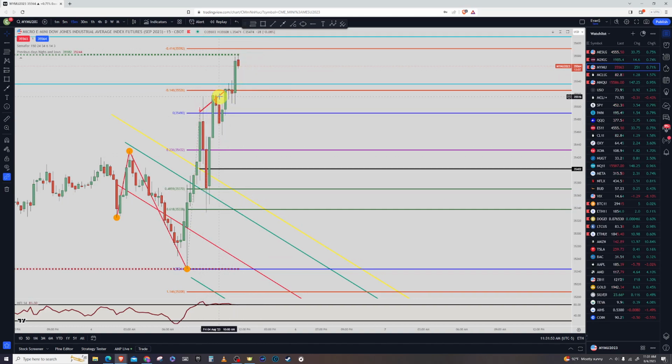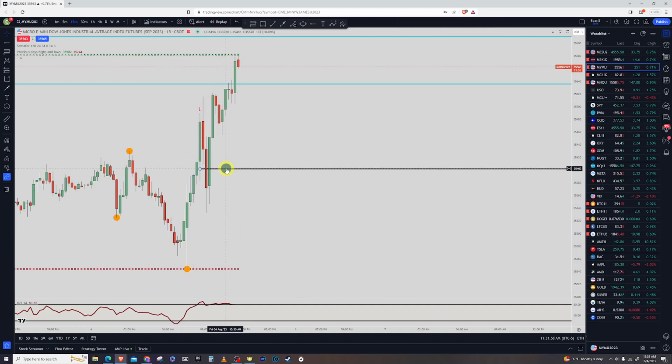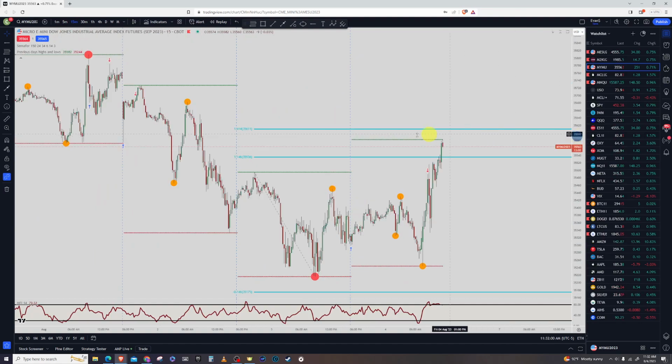So that one is completed for the Dow Jones, and it is also, just like the other ones, now squarely in the middle of the extension levels.